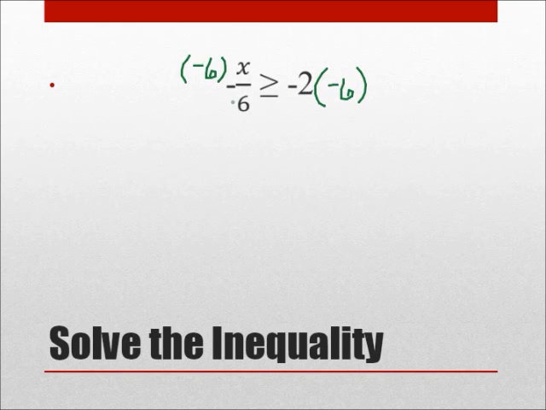We have negative 6 divided by negative 6 is 1. You're left with x over here, and we have 12 over here. Our sign is going to switch because we multiplied both sides by a negative. My inverse operation was to multiply by a negative. So if your inverse operation is to multiply or divide by a negative, your sign switches. So our final answer is x is less than or equal to 12.